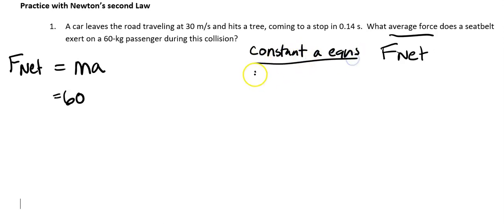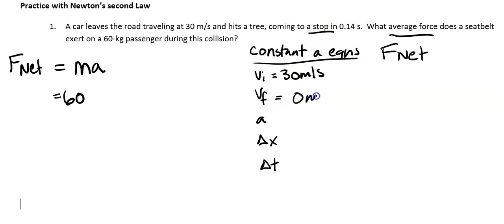So I'm going to go ahead and write down my givens. We have VI, VF, A, delta X, and delta T. So let's see, VI is 30 meters per second. And again, do this yourself first, pause the video, and then check back in. VF, it comes to a stop. VF is 0 meters per second. Time is 0.14. And acceleration we want to find.